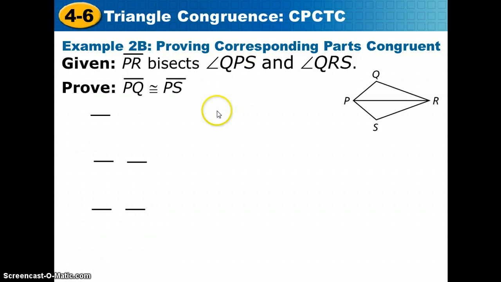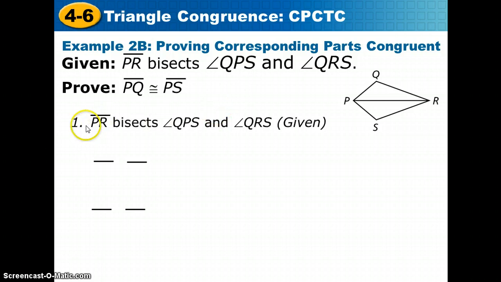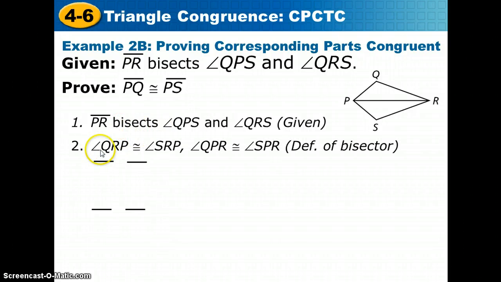So let's look at doing that in a proof. First statement. PR bisects angle QPS and angle QRS. That's a given. So the next statement, we're going to explain what angle bisector means. That means angle QRP and angle SRP, top and bottom on the right, are congruent. And these two on the left are congruent, QPR and SPR, by definition of bisector.